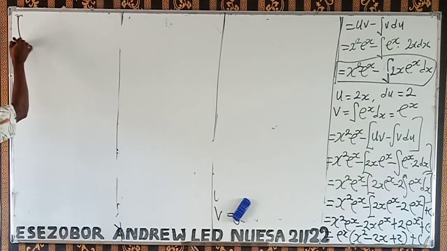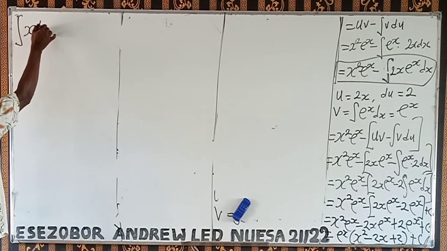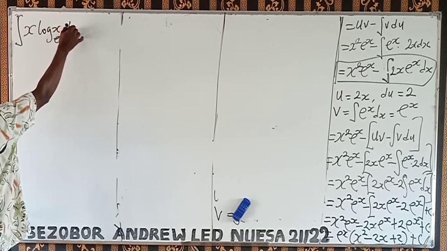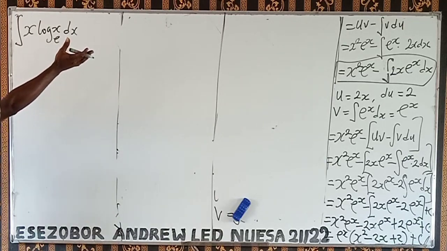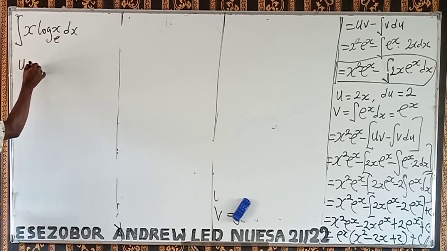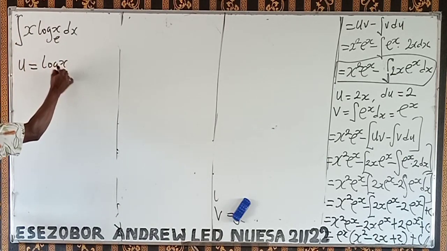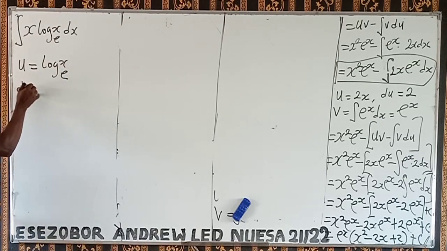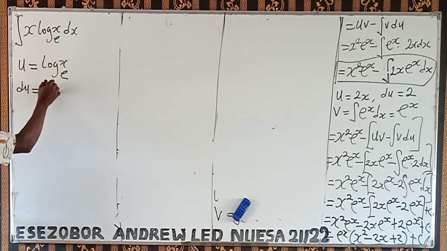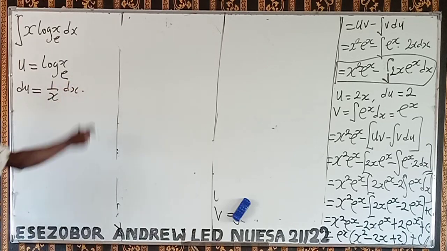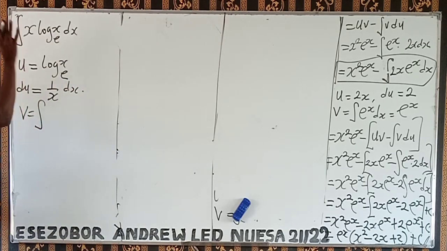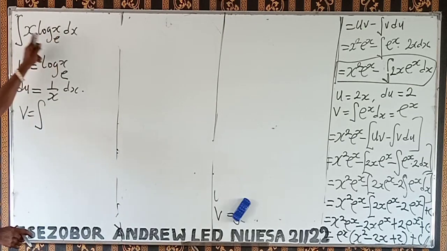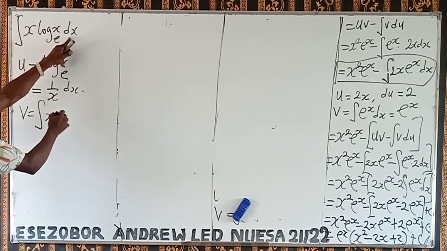The next one is integral x log x to base e dx. For this one now, from that rule I gave you, the first one is log x, and log x is here. So our u here now will be log x to base e. Then du will be the differentiation of log x to base e, which is 1 over x, and put the dx at the back after everything. Then v will now be when you integrate the remaining one. If I remove log x to base e, what will be left here will be x, and the dx I will leave out.